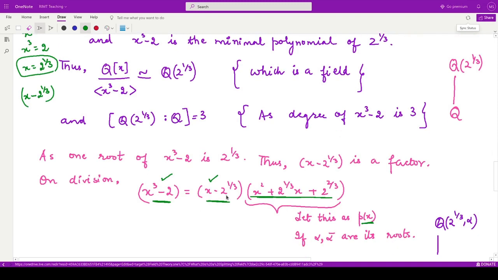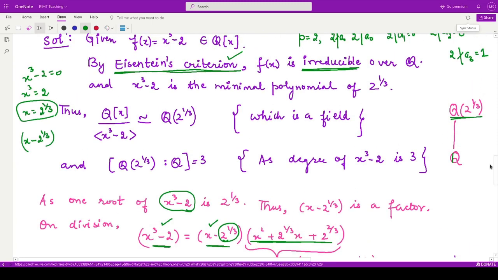So that means, according to this factor, we have got one extension field of the field of rational numbers. When you adjoin 2 to the power 1 by 3 to it, you have one extension field, and this is not the splitting field yet. Why? Because all the factors of this polynomial x cube minus 2 are not present in this particular field.